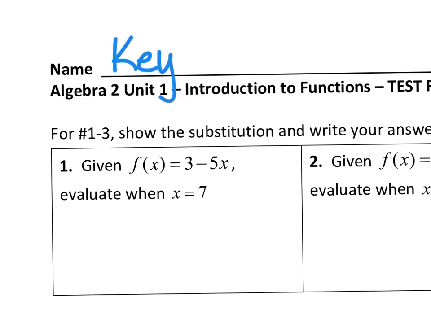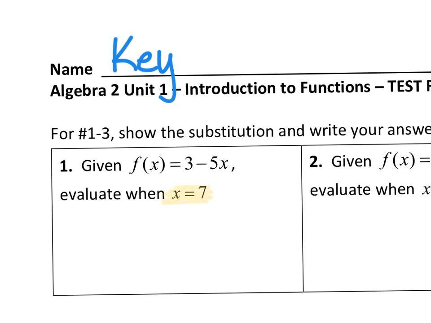This is the Unit 1 test review guide for Algebra 2. We'll start with number 1. Given f of x equals 3 minus 5x, we want to evaluate for when x equals 7.